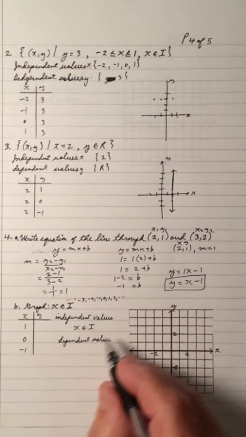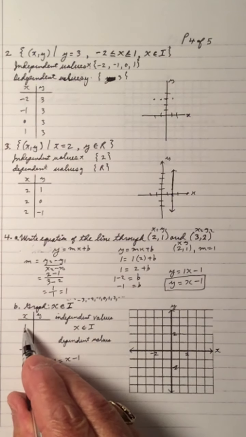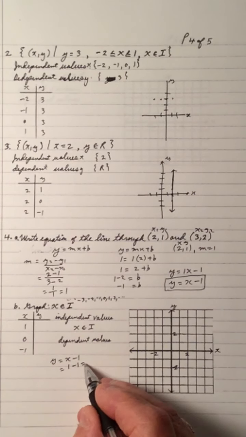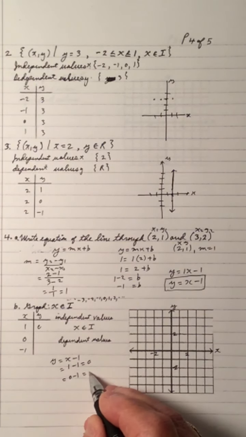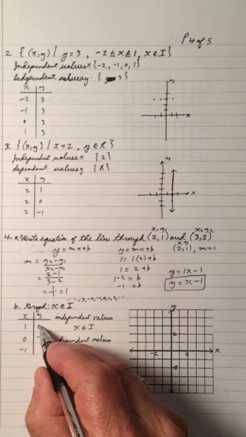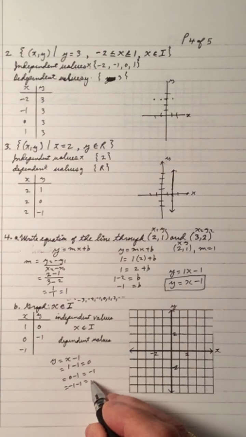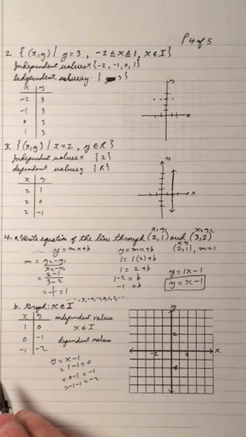And if we take the equation y equals x minus 1, we plug a 1 in. So we plug a 1 in the place of x, we get a 0. And let's put a 0 in the place of x, and we get a -1. And we put a -1 in the place of x, we get a -2. So that gives us these 3 points.